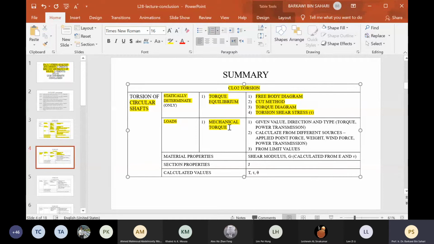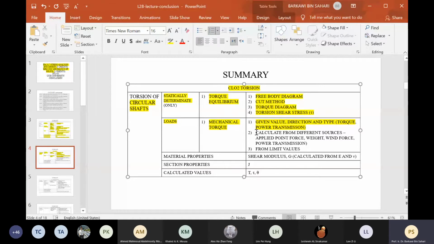And where does this torque come from? It's either from given value or given direction. In other words, force acting at a certain location and so on. And type. Okay, so what are the types? It could be the torque itself. We said it is a Newton meter, give you torque, or it comes from power transmission information. You calculate the torque from that power transmission. So you have to understand force, distance, relationship with torque, and you have to understand the relationship between power and torque, which is speed.